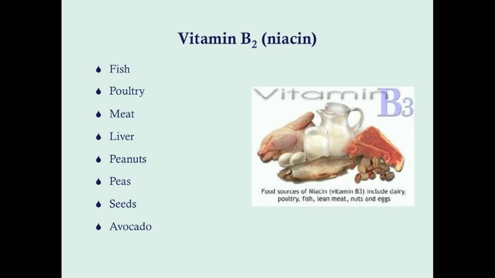So vitamin B3, which is niacin, will be found particularly in meats. There are certain vegetables that you can find it in, such as peas, seeds, avocado, but if you don't get a lot of meat in the diet, you can be at risk for niacin deficiency. Then also remember the corn-based diet can cause a niacin deficiency.